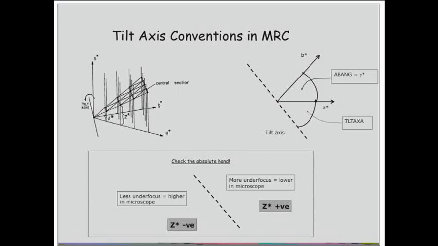And if it hasn't, you've got the sign of your tilt axis wrong. So this is always something that you should do. Even if you think you know what the tilt angle is, just check that you've got the signs of your Z star values correct.